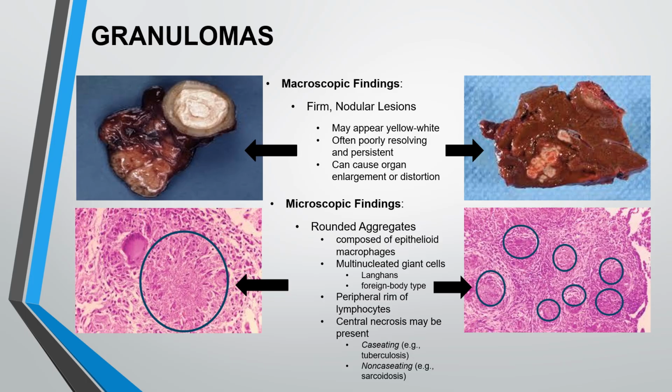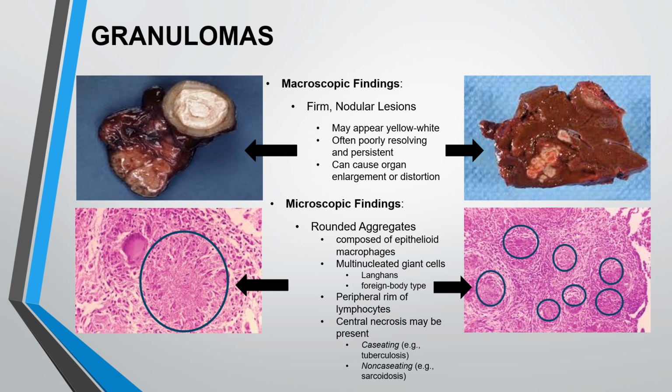All right, let's continue talking about granulomas, which are basically, again, the body's way of saying, I don't know how to get rid of this, so I'm going to wall it off. On gross exam, granulomas often appear as firm nodular lesions. They're commonly yellow-white, and unlike acute inflammation, these lesions tend to persist rather than resolve quickly.